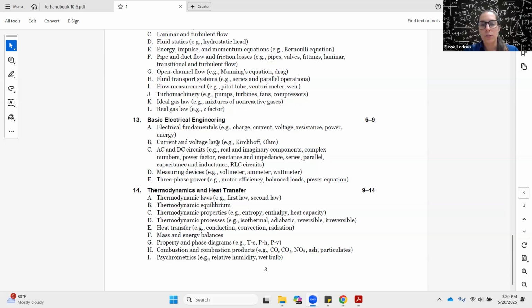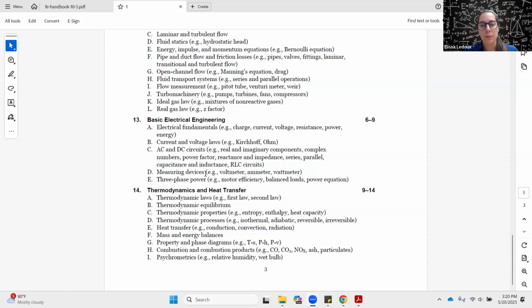Current and voltage laws, so be able to go around the circuit and figure out what the voltage drop is across the resistor, be able to find an equivalent circuit from a complicated circuit. You'll have to know AC and DC circuits both. So the DC circuits are pretty easy. The AC circuits will use inductors and capacitors in addition to resistors. You do have to know all of those.